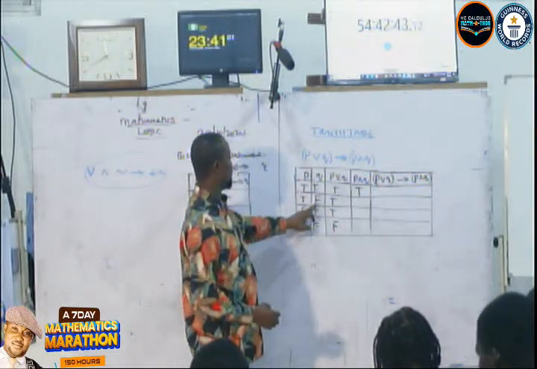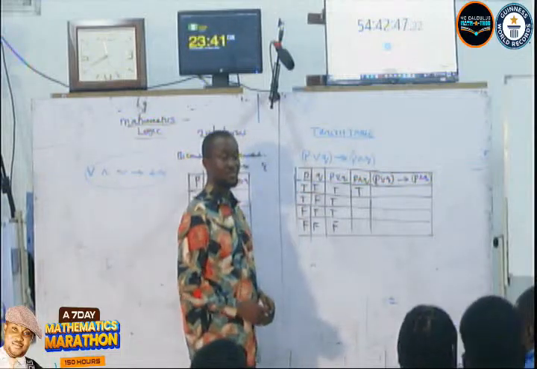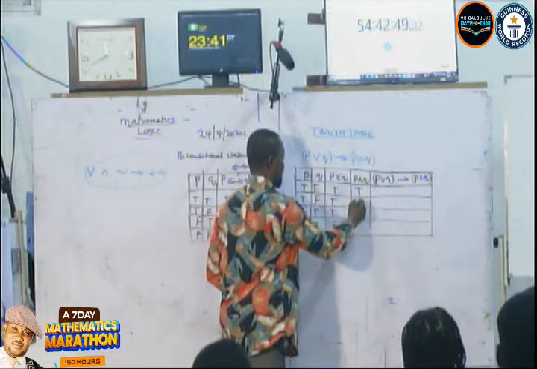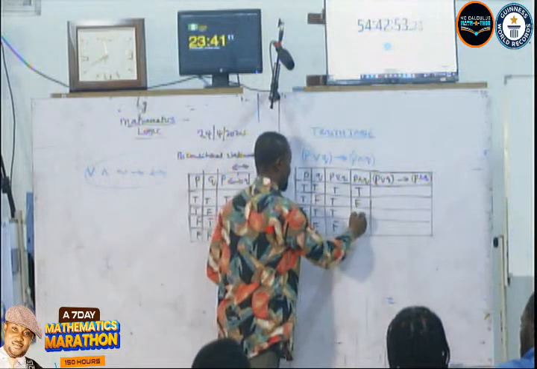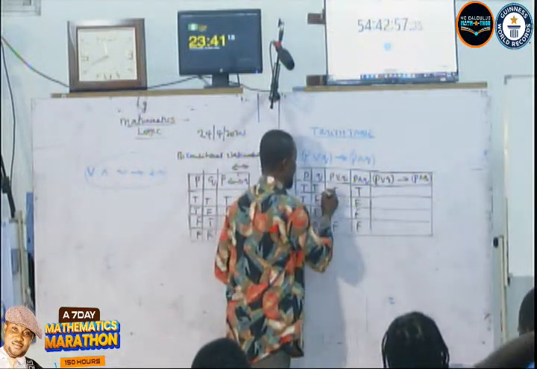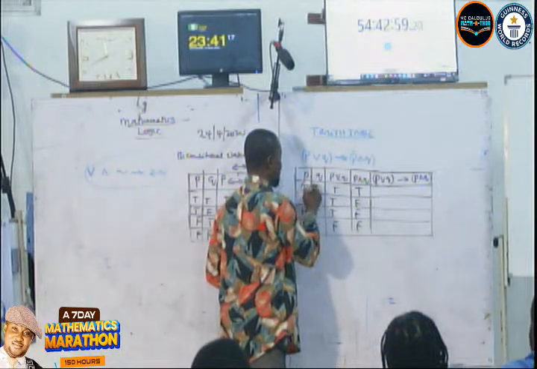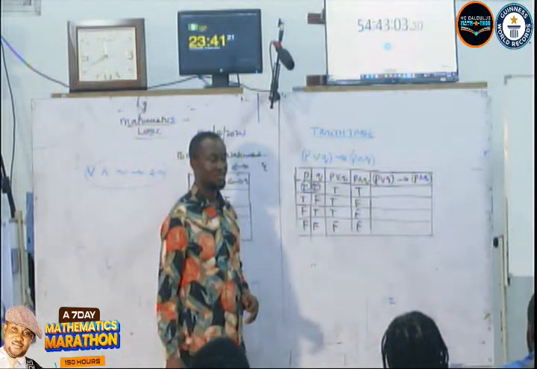What is true, false? What is true, false? False. What is false, true? What is false, false? Because the two of them must agree to speak the truth before it is true. Get it?